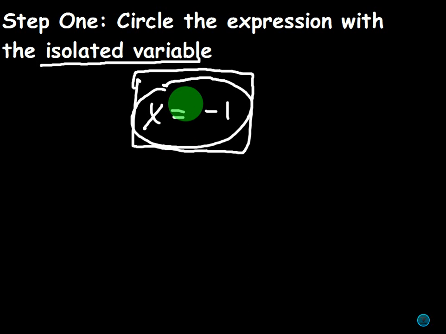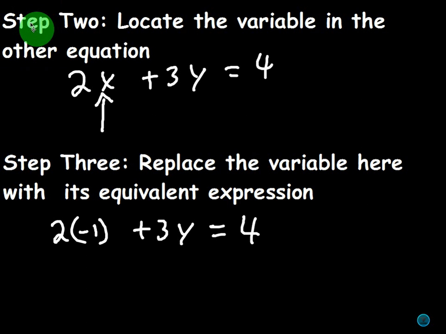Okay? Once we do that, we are going to locate the variable in the other equation. Now, in this particular example, we have x isolated. I couldn't get that to happen on the worksheet. On the worksheet, everything that y equals is isolated. But for this particular example, since the first equation is 2x plus 3y equals 4, I'm going to locate that. So that's where I'm going to be replacing.